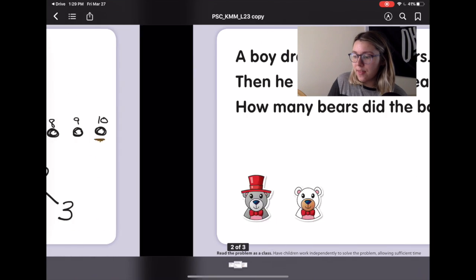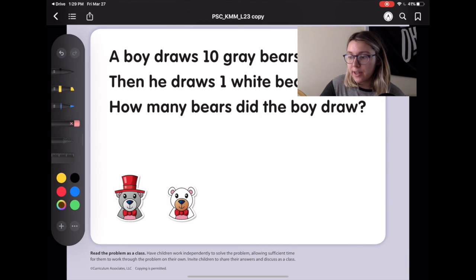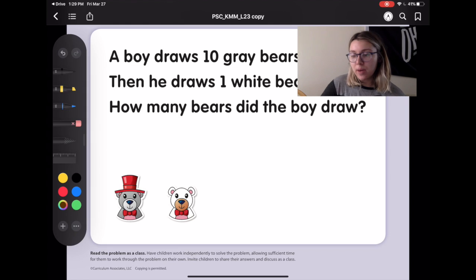Alright, let's look at the next problem and I want you guys to do this all by yourselves. I'm going to read it to you a couple times, okay? So, a boy draws 10 gray bears. And then he draws 1 white bear. How many bears did the boy draw? You can draw to help you figure this problem out too. So, a boy draws 10 gray bears. Then he draws 1 white bear. How many bears did the boy draw?